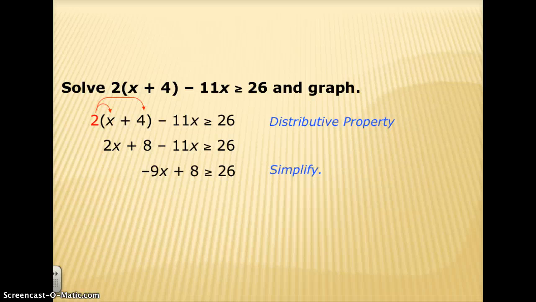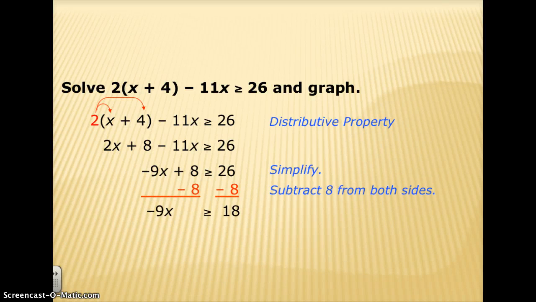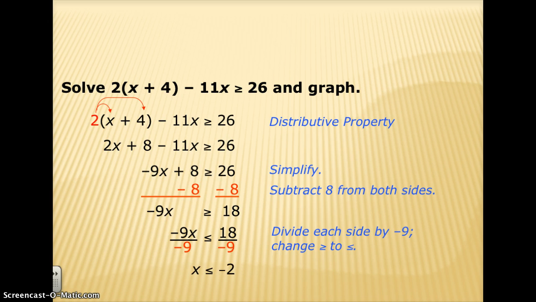Now it's a two-step equation. Subtract 8 from both sides. Negative 9x is greater than or equal to 18. At this point, we'll be dividing by negative 9, so we flip the arrow to the other direction. And our solution, x is less than or equal to negative 2. When we make our number line, we'll use a closed circle at negative 2, with an arrow to the left to the less than values.